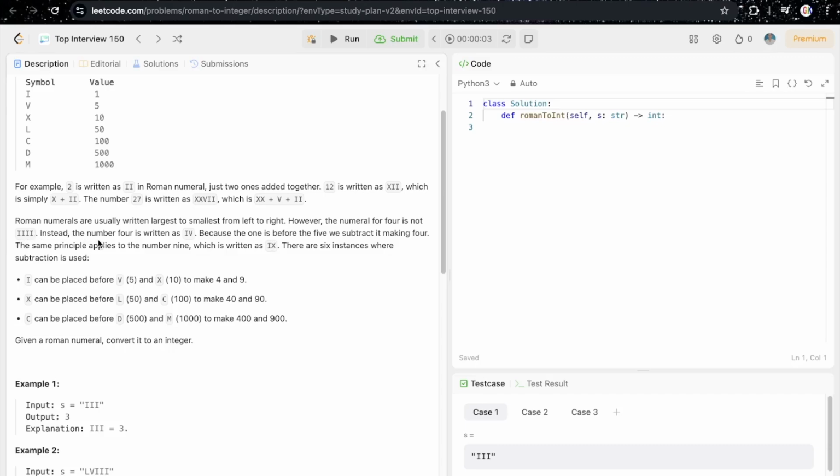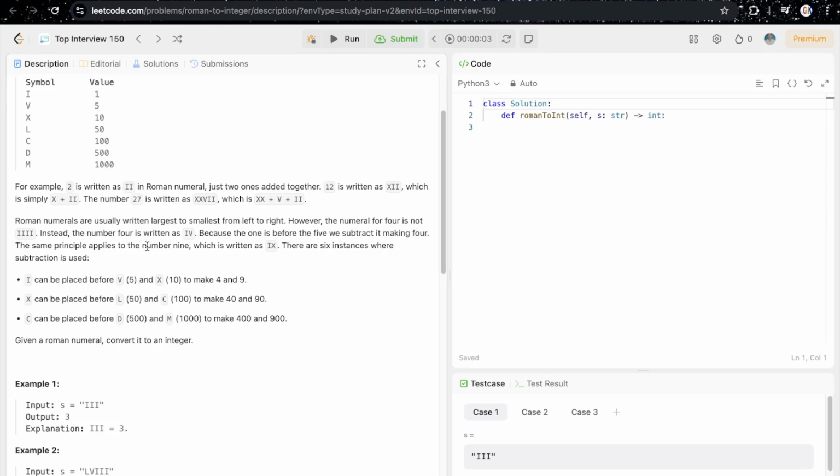Instead, the number 4 is written as IV. IV means we have to subtract 1 from 5. Because the 1 is before the 5, we subtract it, making 4. The same principle applies to the number 9, which is written as IX, that means 10 minus 1. So I can be placed before V, so it will be 4, and before X it will become 9. Similarly X before L will become 40, and before C it will be 90. So on the left side, if we put a smaller value, then we have to subtract. And on the right side, if we put a smaller or equal value, then we have to add.